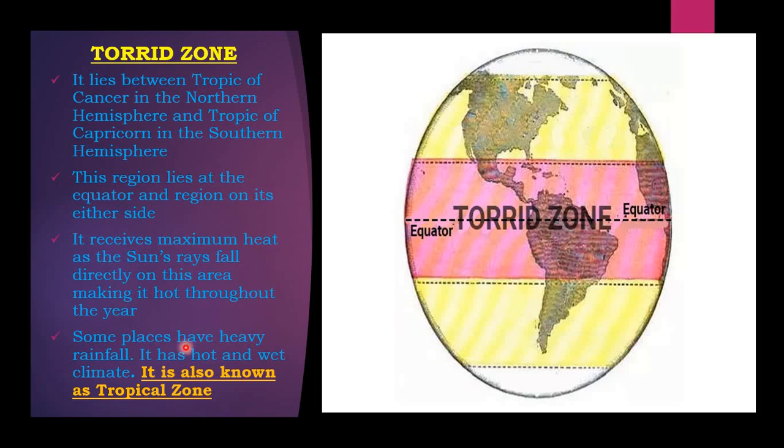Some places have heavy rainfall. It has a hot and wet climate. It is also known as a tropical zone. So some places have heavy rainfall because it has both a hot and wet climate. So this is known as a tropical zone.